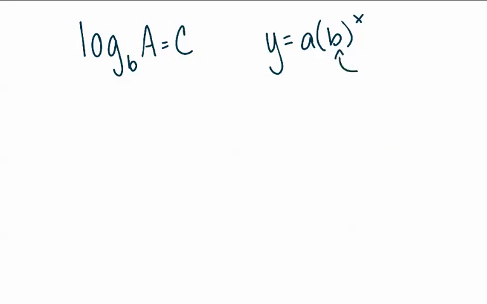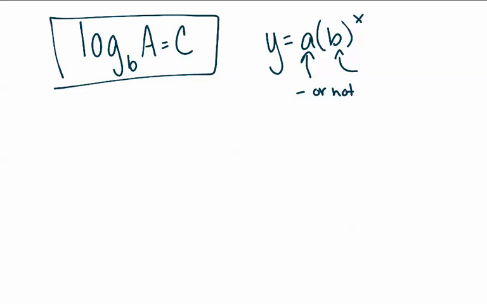And this b right here, the base of your exponential function, always had to be positive and not equal to 1. Always had to be positive because that a value is going to tell you if it was negative or not. And then it can't equal 1 because a base of 1 isn't going to be an exponential function anymore. So that rule has to apply to a logarithm also. So b is always positive and not equal to 1.